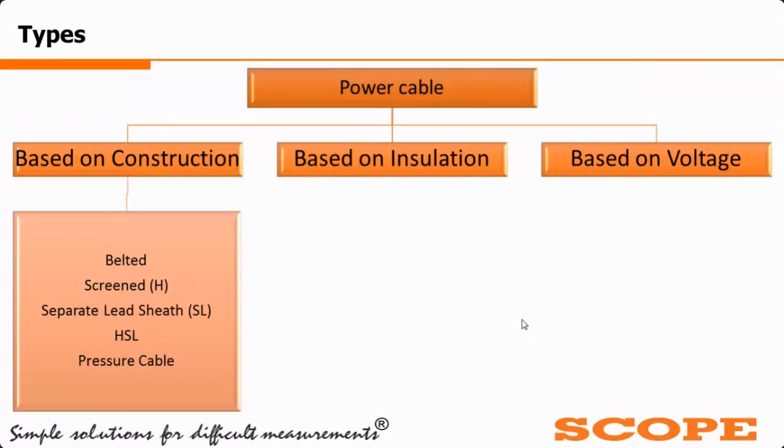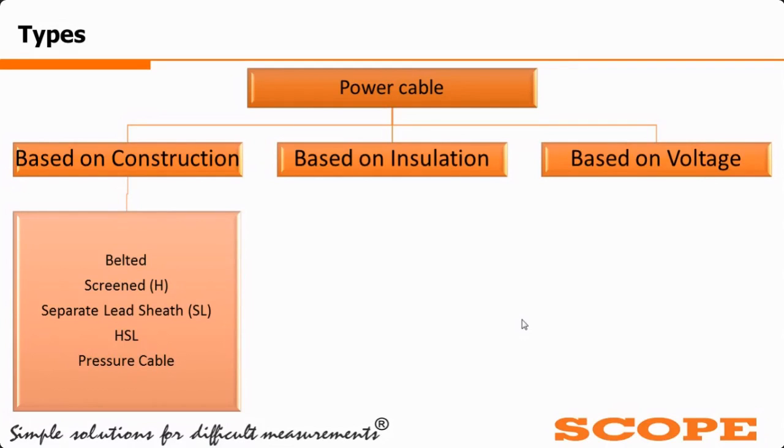The next one is the separate lead sheath type cable. In this type, as in screened cable, a separate lead is provided for each core, so the chances of core-to-core short circuit faults are reduced. This type of cable is widely used for applications up to 66 kV. The next type is the HSL cable, which is a combination of screened and separate lead sheath cable. The next type is the pressure cable.